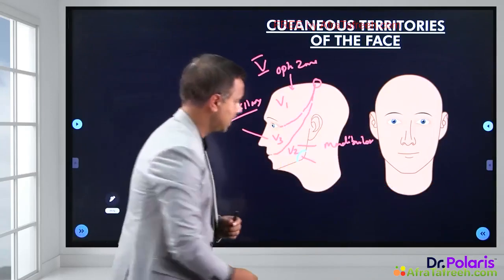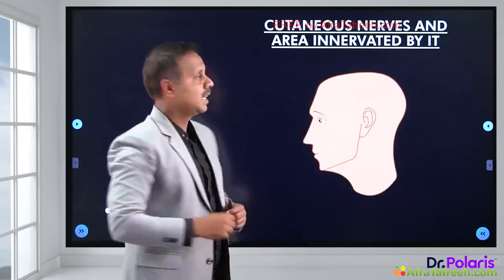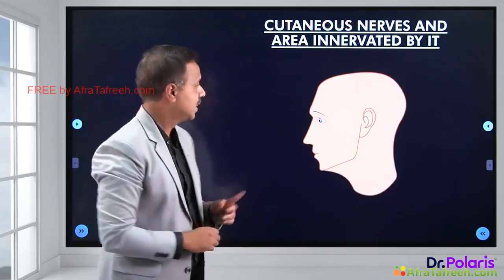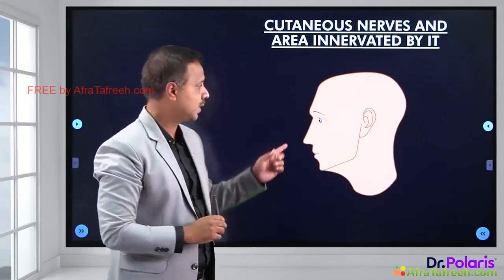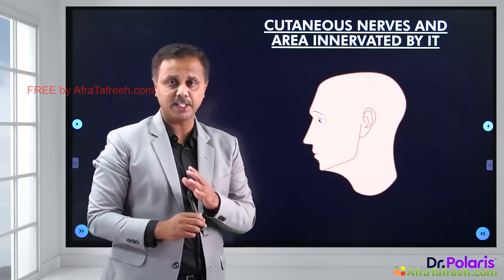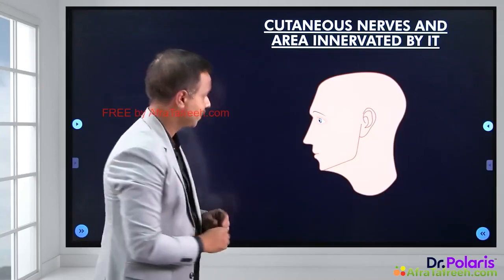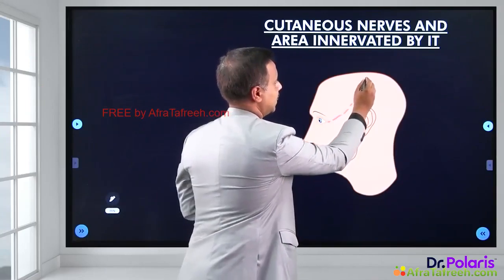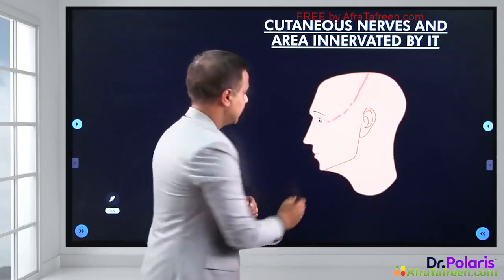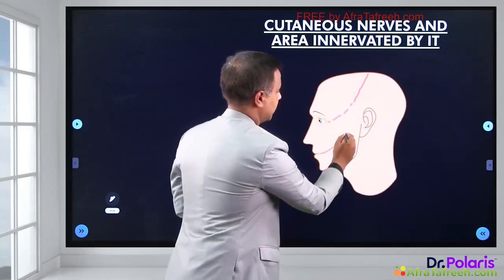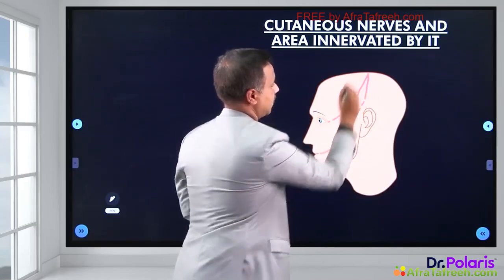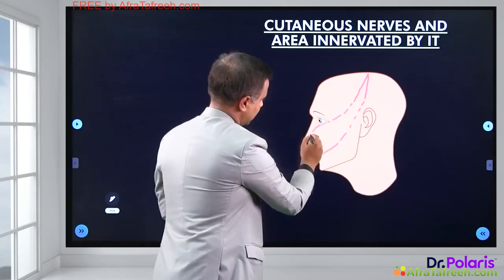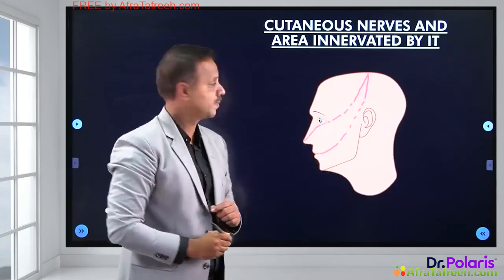Right? Once we have learned this, let's focus on what the cutaneous nerves are and what area they supply. In order to do this, again, we'll divide the face into territories. Then we will name the nerves. So again, I'll draw a dotted line from the lateral angle of the eye to the vertex, then the lateral angle of the mouth to the vertex. So we can extend this line to the tip of the nose.